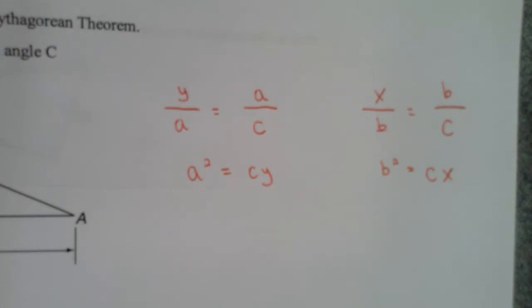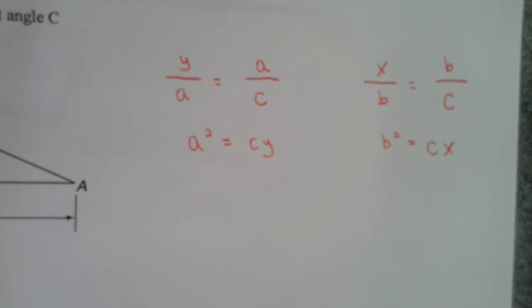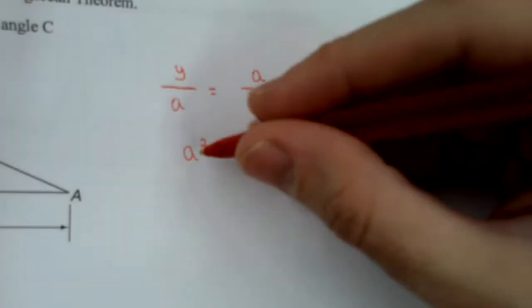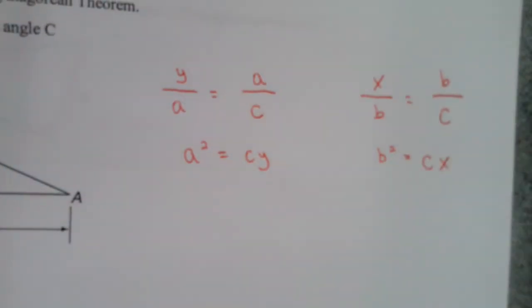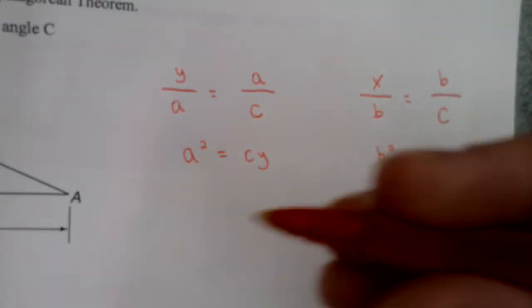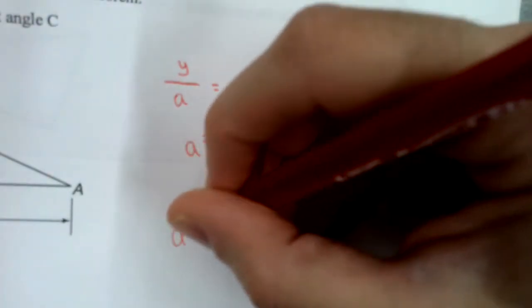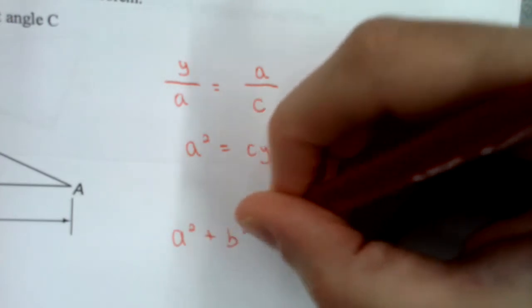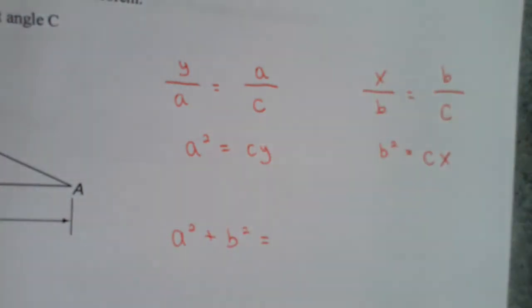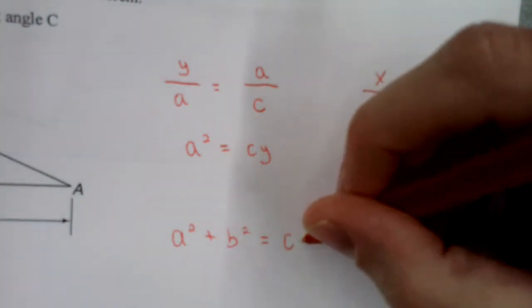Now what I'm going to do is use the addition property of equality. Since these are equal, a squared equals cy and b squared equals cx, I'm going to add a squared plus b squared together. And I'm going to add cy plus cx together. Okay?